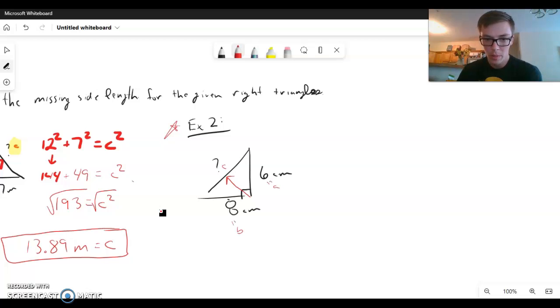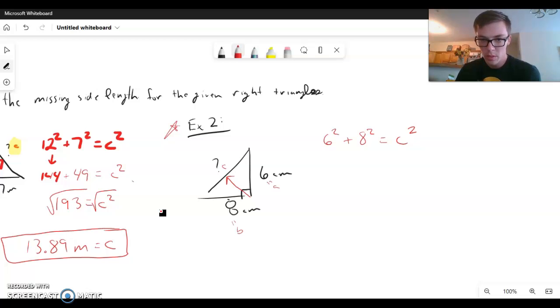and your b is 8. Now remember, our hypotenuse is always the longest side, so we know our hypotenuse should be longer than those two numbers. We're going to go leg squared, so 6 squared, plus the other leg squared, 8 squared, equals our hypotenuse, which we labeled as c because we don't know that, so that's c squared. This all goes back to the areas of the squares on each side having to add up to the area of the square on the hypotenuse.